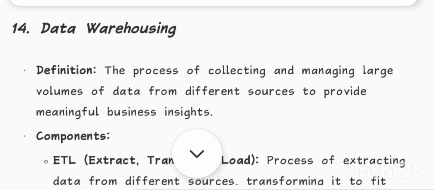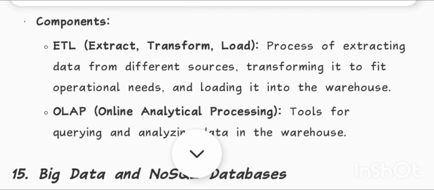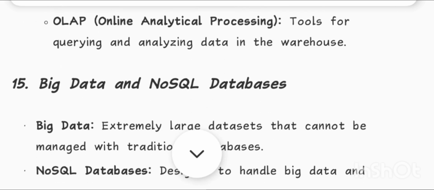14. Data warehousing. Definition: the process of collecting and managing large volumes of data from different sources to provide meaningful business insights. Components: ETL, extract, transform, load, process of extracting data from different sources, transforming it to fit operational needs, and loading it into the warehouse. OLAP, online analytical processing, tools for querying and analyzing data in the warehouse.